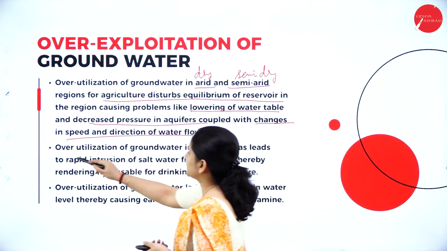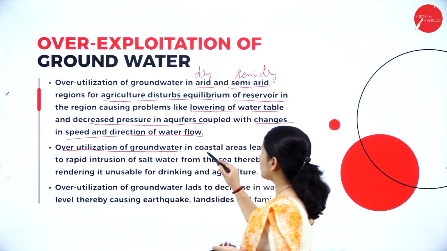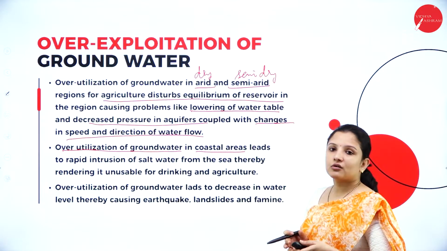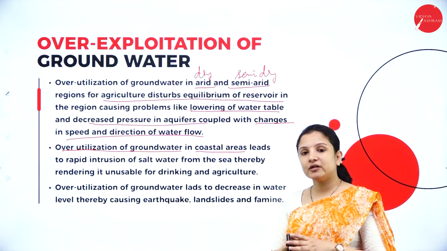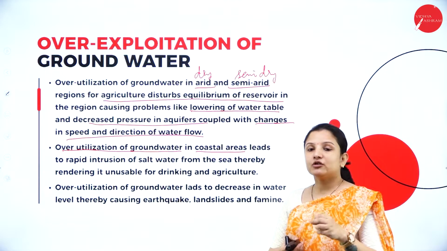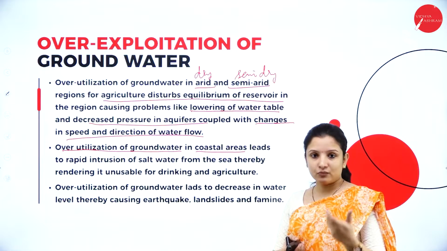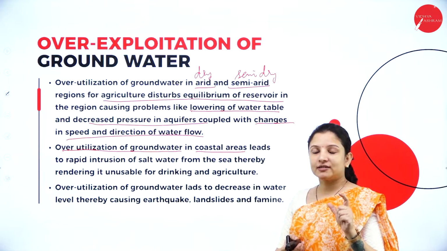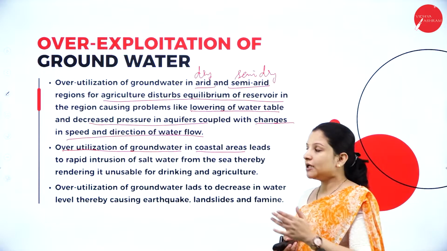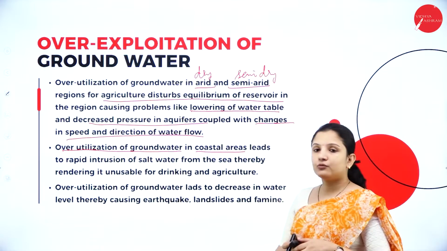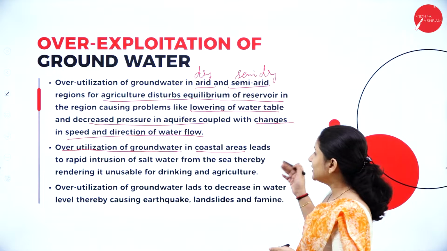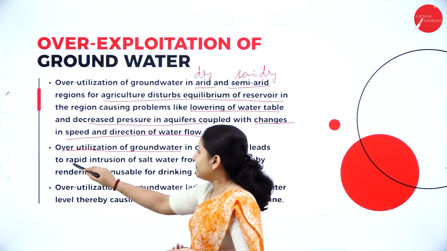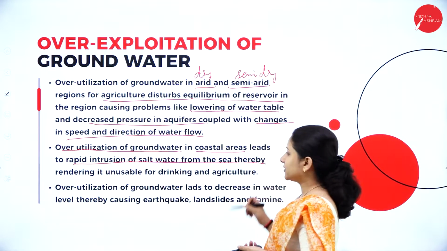And overutilization or overexploitation of groundwater in coastal areas, because in coastal areas also the availability of fresh water is less, because there the salt water is more. So with the minimal amount of fresh water that is there, all the people have to depend on it. Therefore overexploitation of groundwater in the coastal areas leads to rapid intrusion of salt water from the sea.